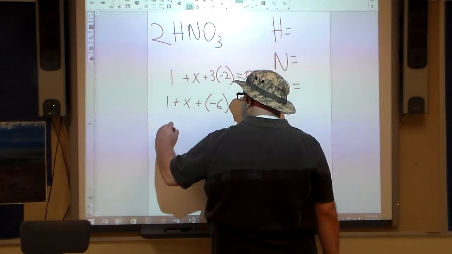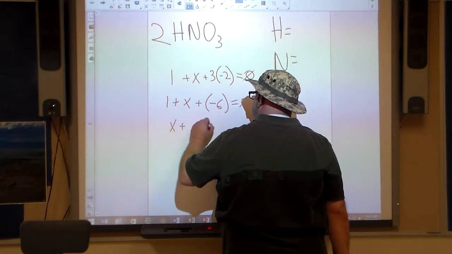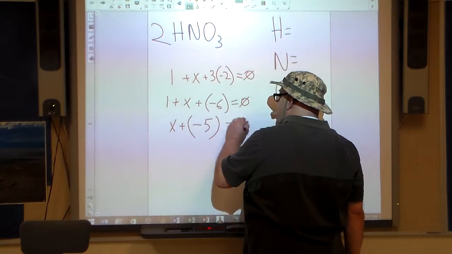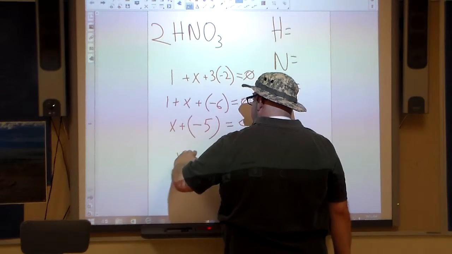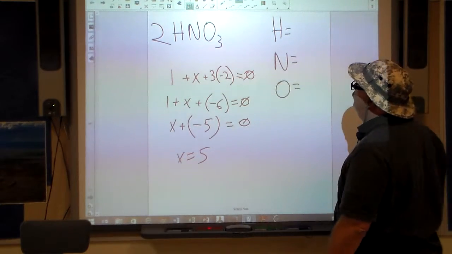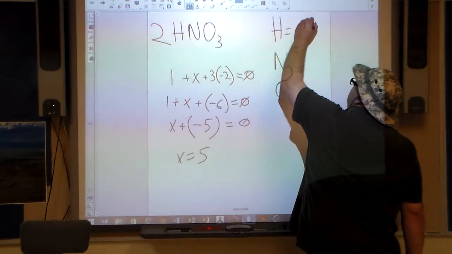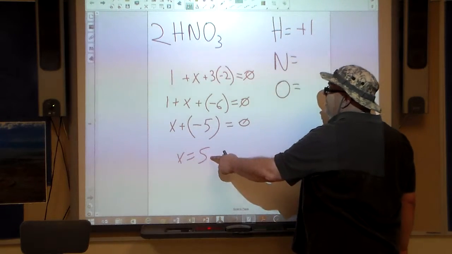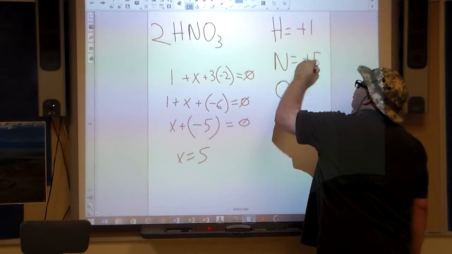So let's combine. So x plus -5, because remember I'm going to add the 1 to the -6, is equal to 0. Therefore, x is equal to 5. So what did I get here, boys and girls? Well, I found hydrogen is a +1 charge. I found that nitrogen is a +5 charge.